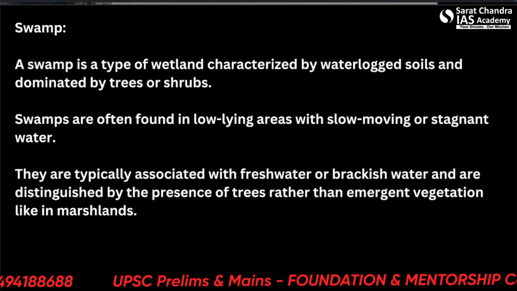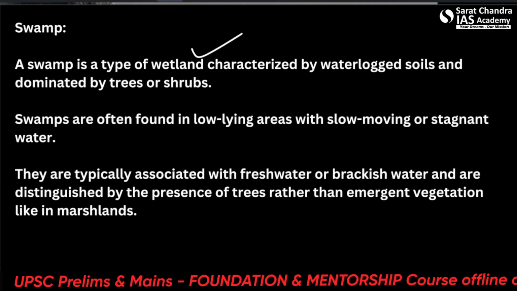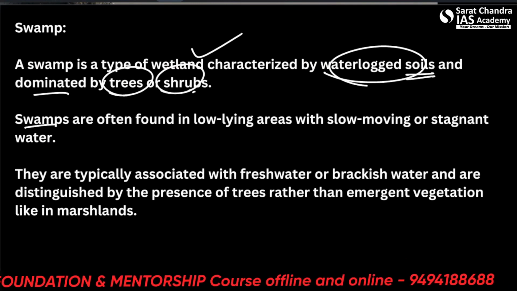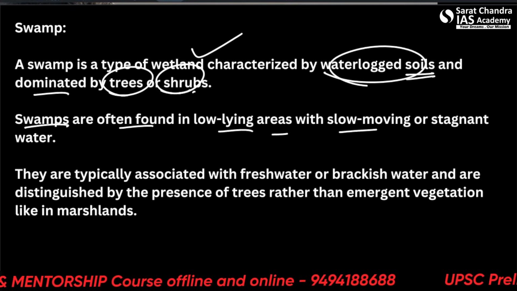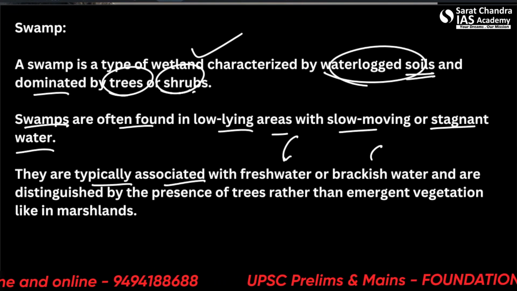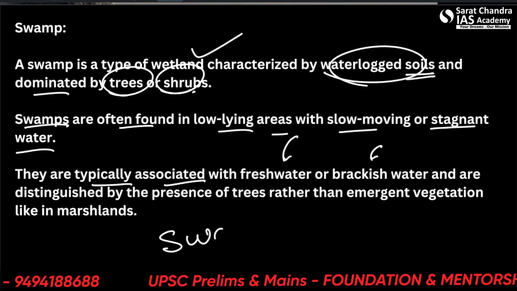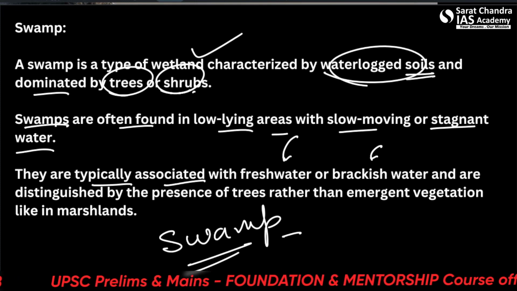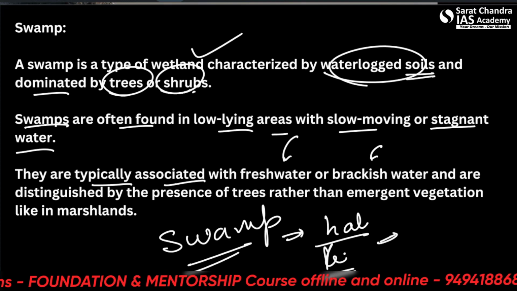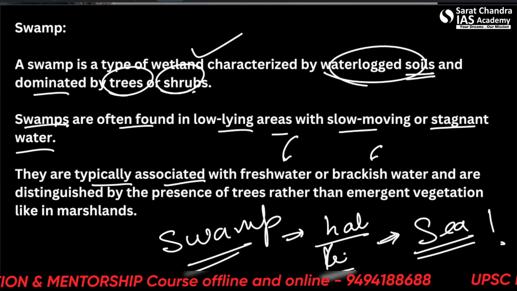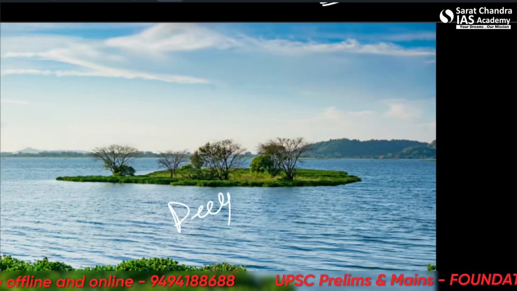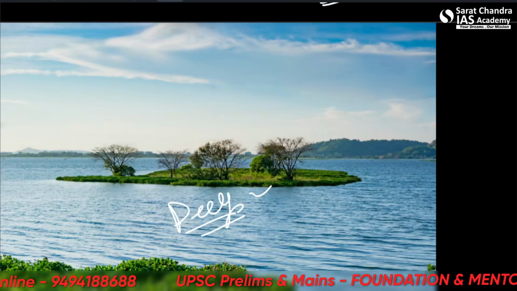When we talk about the swamp, a swamp is a type of wetland characterized by waterlogged soils and dominated by trees or shrubs. Swamps are often found in low-lying areas with slow-moving or stagnant water, and they are typically associated with fresh water or brackish water. So when we talk about the swamp, we are mostly talking about any kind of lake or something associated with a river, not the sea. So this is one major difference. This is a picture from there. You can see a swamp type.